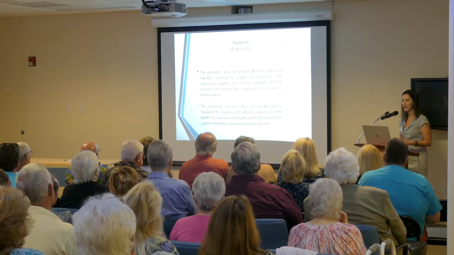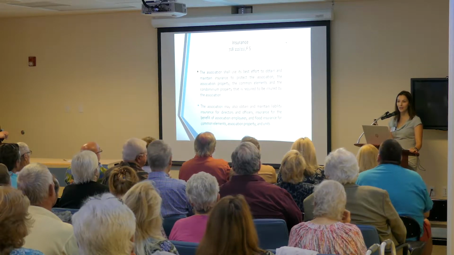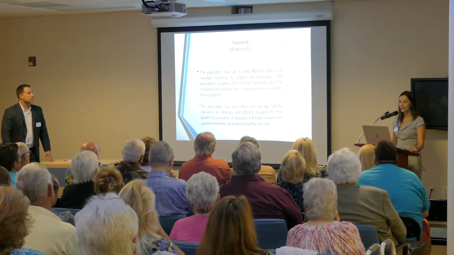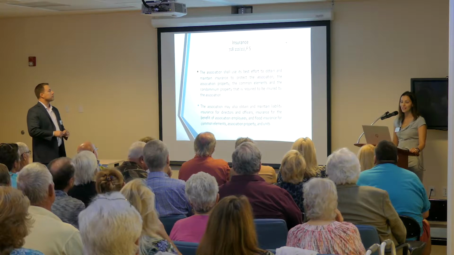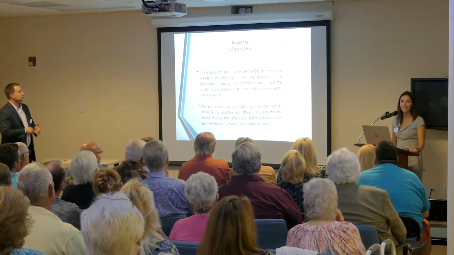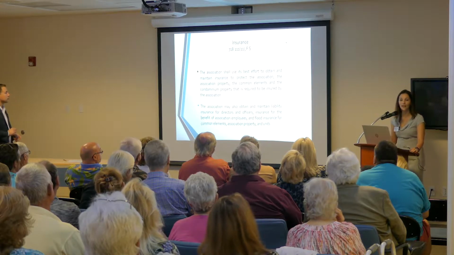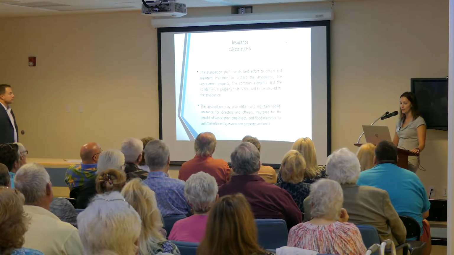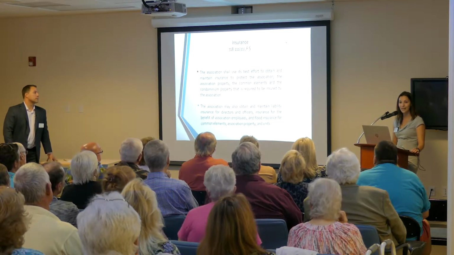So looking at the operations. Now we notice that this slide has just condominiums on it, and there's a reason for that. So the statute says in Chapter 718.111 that the condominium association shall use its best efforts to obtain and maintain insurance to protect the association property, the common elements, and the condominium property that is required to be insured by the association. And if you notice, the language says best efforts. Why does it say that?